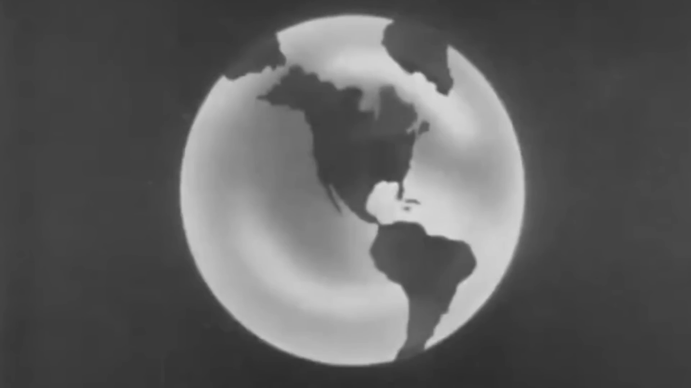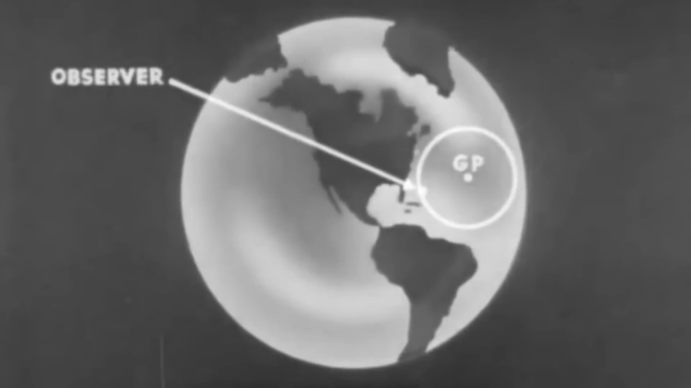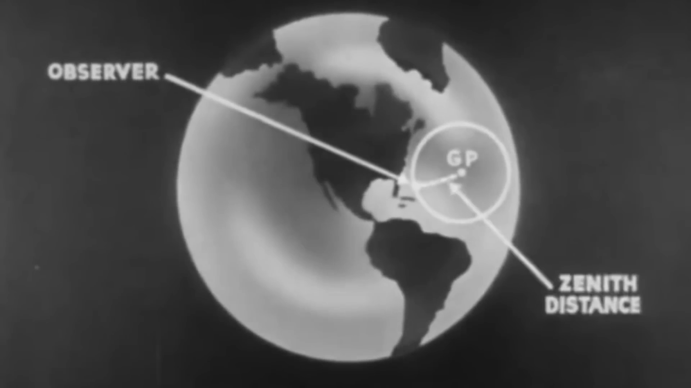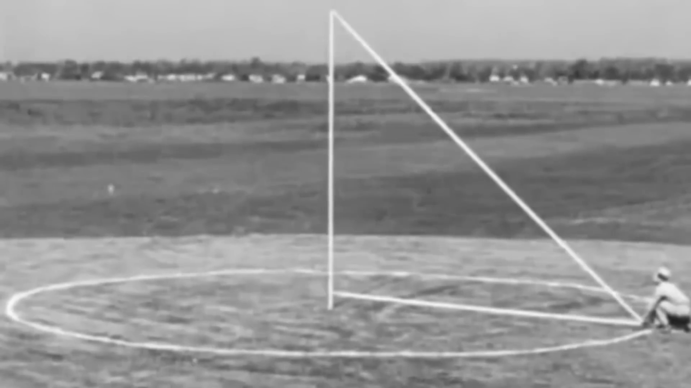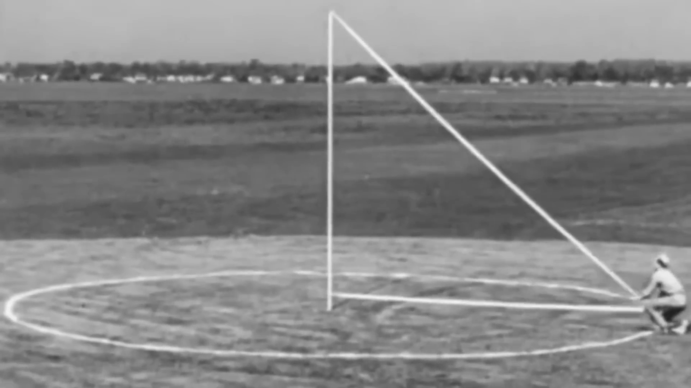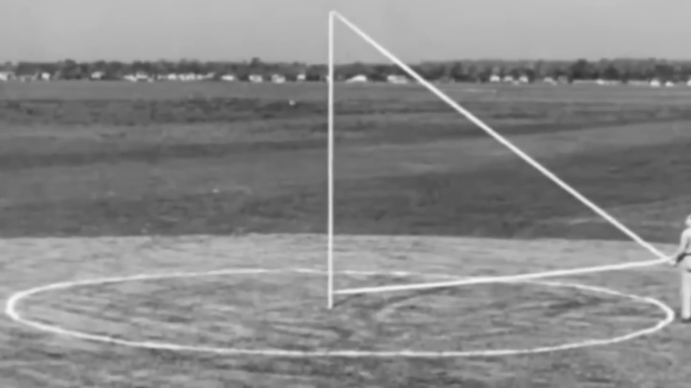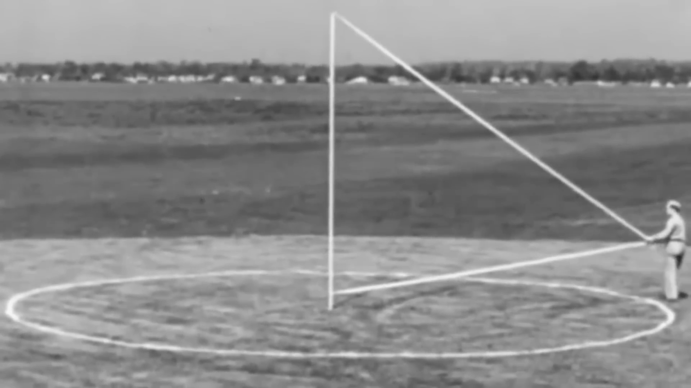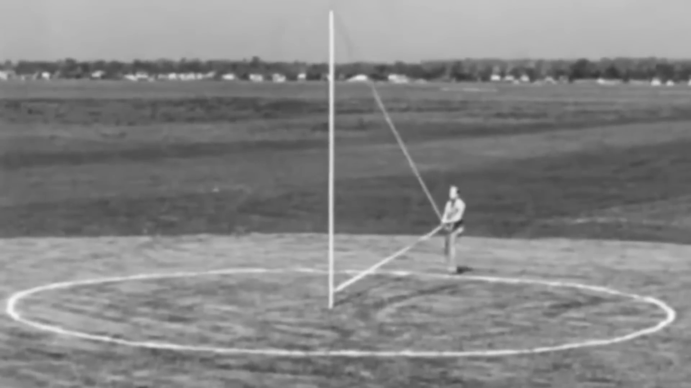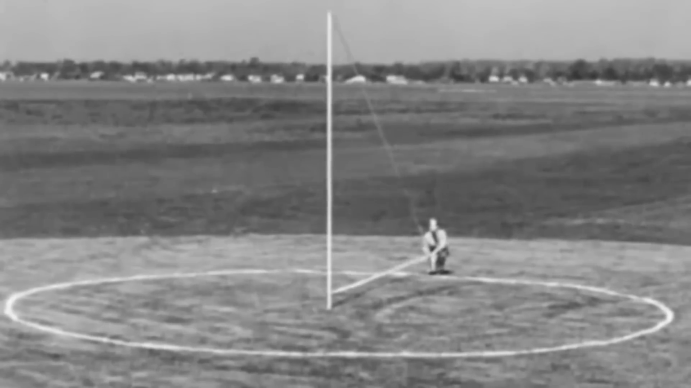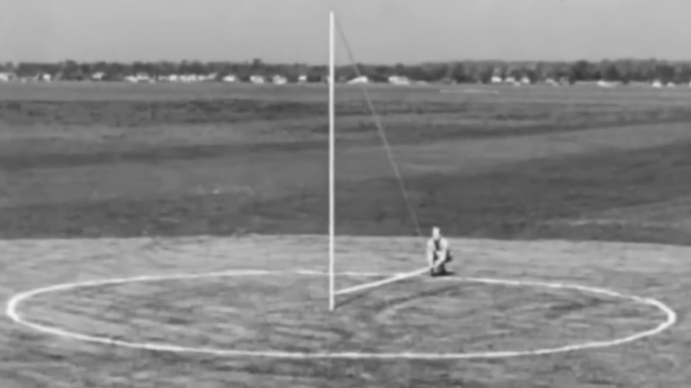An important conception for the navigator is the circle of position. It is still another way of showing the relationship between the observer's position and the geographical position of the celestial body being observed. Zenith distance is the radius of this circle. This navigational aid can be illustrated easily. The top of the pole represents a star under observation. The base of the pole represents the geographical position of that star. The length of tape along the ground represents the zenith distance.